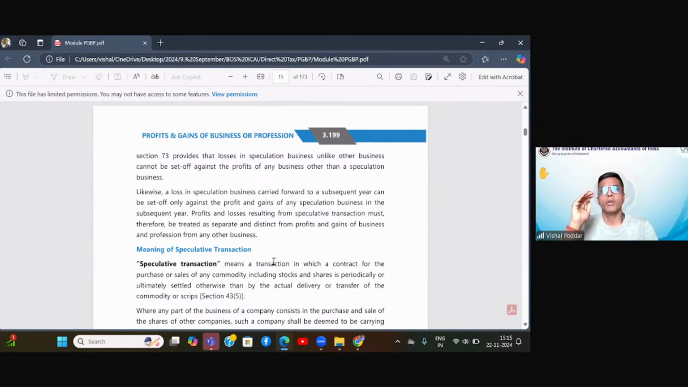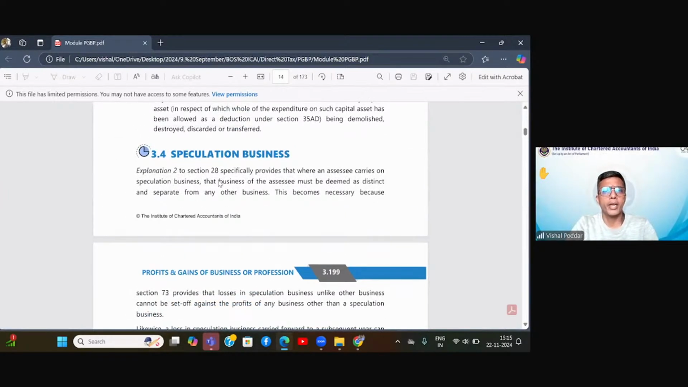It says that if you are incurring a loss in a speculative business, firstly, Explanation 2 to Section 28 says that where the assessee carries on speculative business, it will be deemed to be a distinct and separate business. So first you treat it as a distinct business from your regular businesses. And in case speculation has a loss, that loss cannot be adjusted from regular business income. This is the key point of Section 71-72, that is the set off chapter. So the only point we need to understand is what is speculative business, and second is what happens to the loss of speculative business.